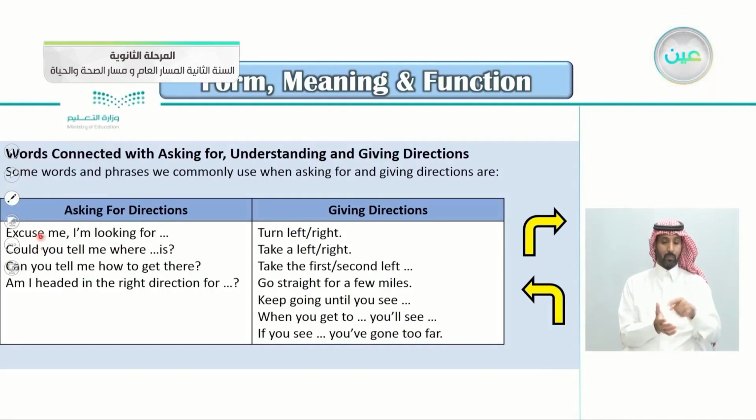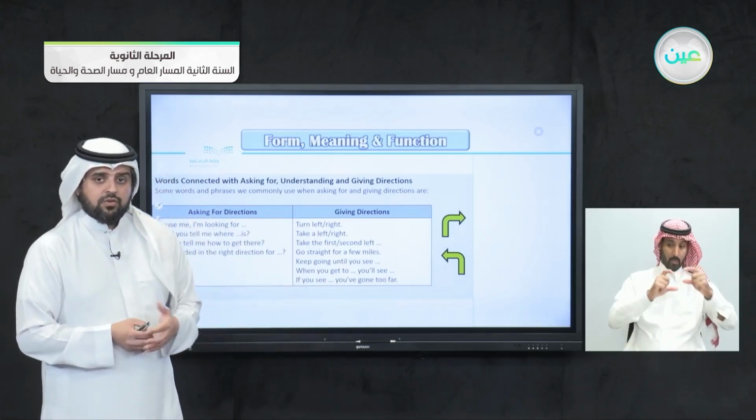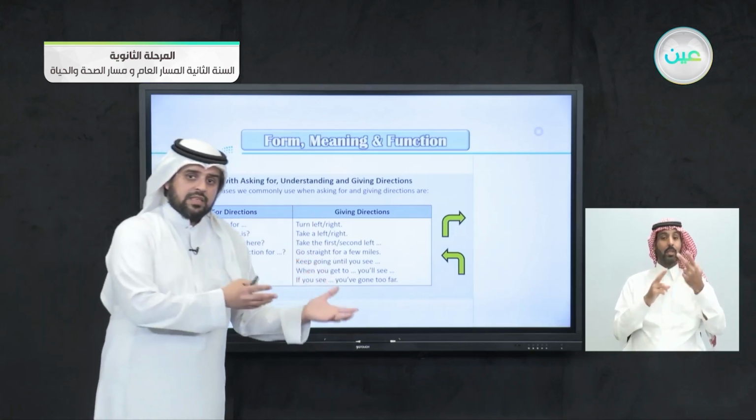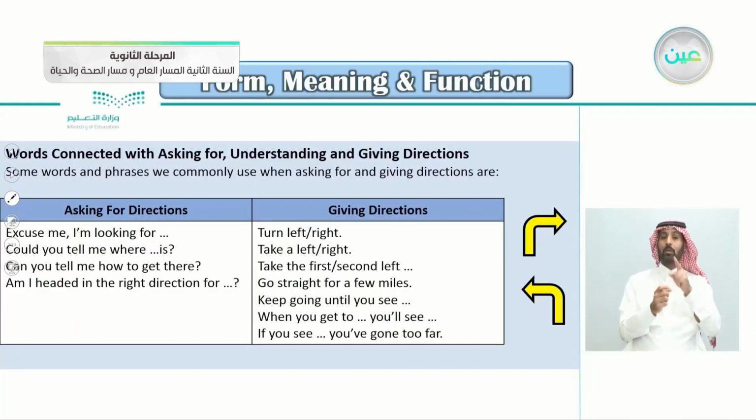The first one here: "Excuse me, I'm looking for..." Then you can say what you are looking for. "Excuse me, I'm looking for the bank." "Excuse me, I'm looking for a hotel." So that this man will provide the directions for you. So this is how to ask for directions. "Excuse me, I'm looking for the bank," for example.